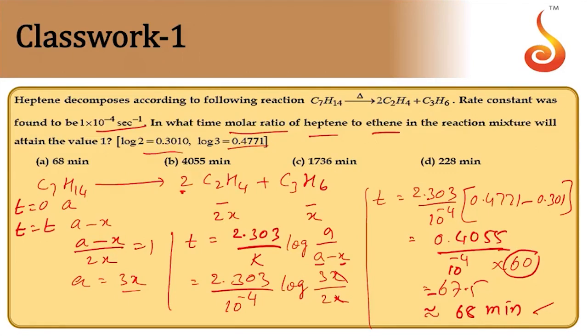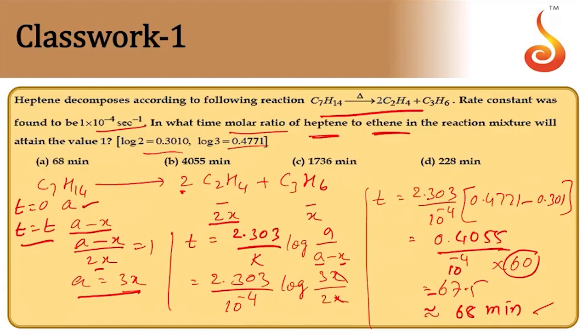So we have written the equation which is given to us. At time t equal to 0, we have taken A initial moles. At time t equal to t, we assume that x moles are reacting, thereby A minus x moles remain, and 2x moles of ethene will form. We need to find the time at which the molar ratio remains equal to 1. So we have taken the molar ratio (A minus x) by 2x and equated it to 1.